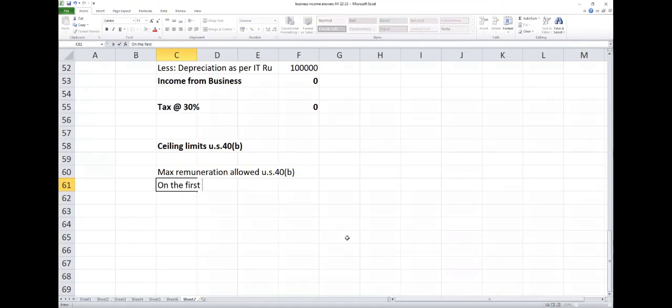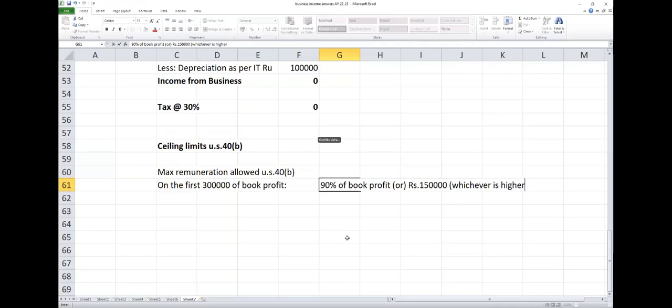On the first 3 lakhs of book profit, you can draw 90%. See, for the entire profits' remuneration, there is a limit. On the first 3 lakhs of book profit, not net profit. What is book profit? A procedure. On the first 3 lakhs of book profit, 90% of book profit as remuneration, or 1,50,000, whichever is higher. I have to explain this. On the balance, maximum 60% of book profit.